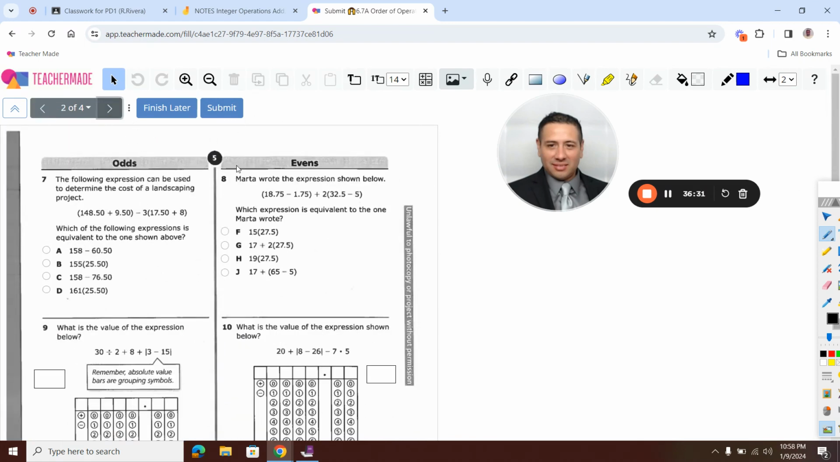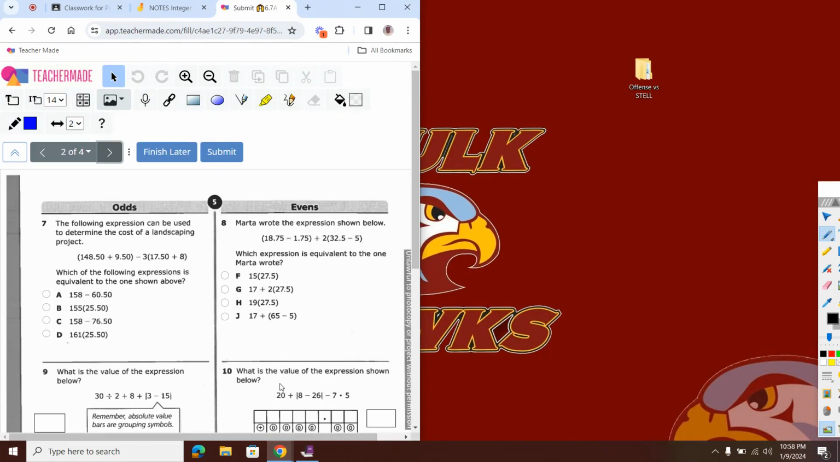The next one is going to become a little bit harder because now, if you notice, we have decimals. Some of us have problems with decimals sometimes. I'm going to do number 7 because I believe that's easier than number 8. Number 7.